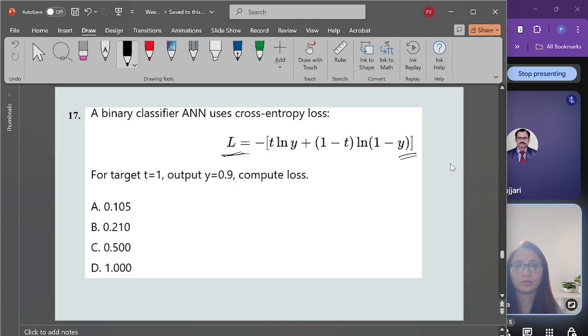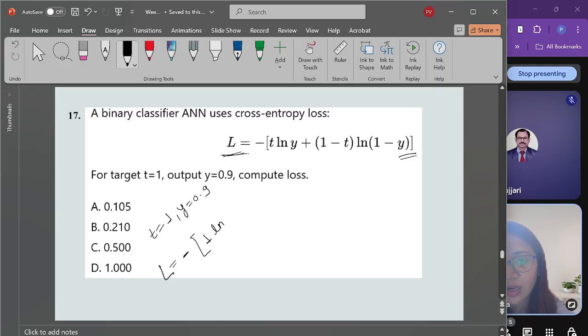Okay, so let's calculate. Put in this formula. t is equal to 1, y is equal to 0.9. It is already given. So minus in bracket 1 ln 0.9. Option A is correct. So next is 1 minus 1 ln 1 minus 0.9 will be there, right?